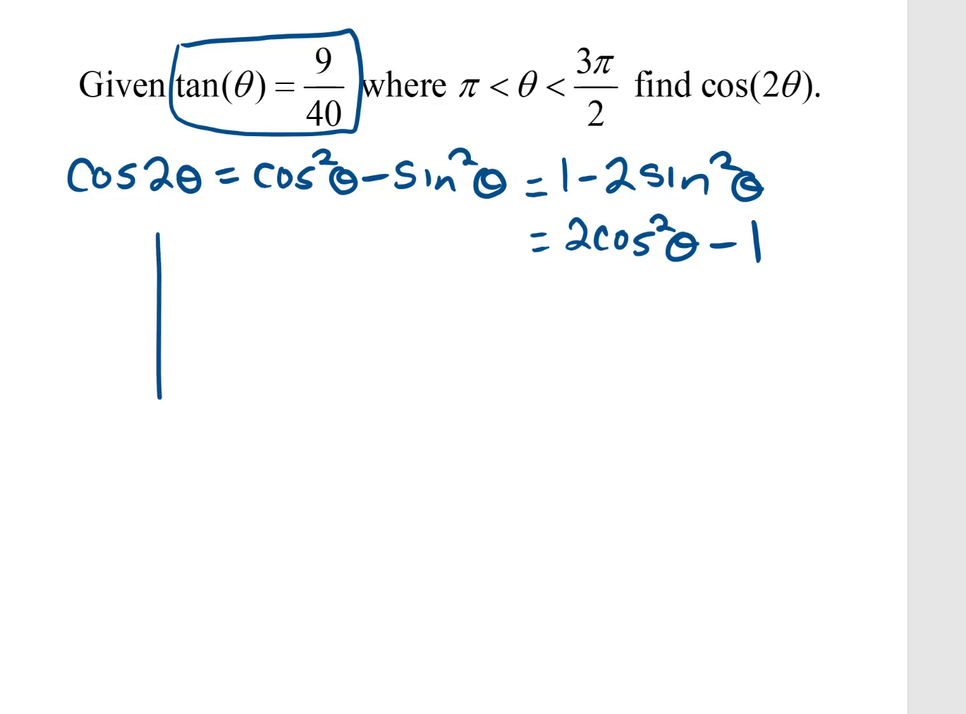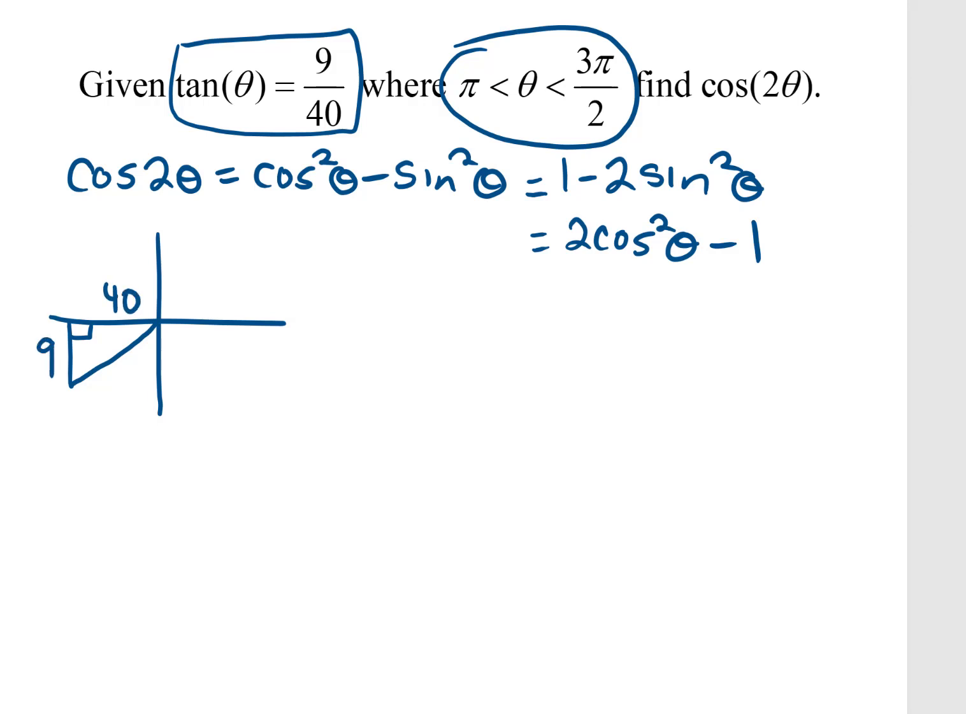What I'm going to do is draw a triangle, and I'm going to make it in quadrant 3 because we have theta between pi and 3 pi halves. I'm going to label it so that the tangent is 9/40. Tangent is opposite over adjacent, but we know in quadrant 3 that both x's and y's are negatives, so those both need negatives on those.